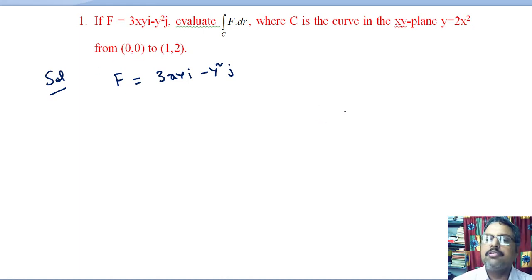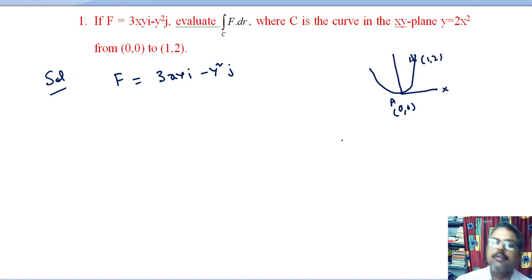This is a parabola, it looks like this. From the point (0,0) to some point (1,2), this is the first point and this is the final point. Then find the integral of f dot dr along this curve only, this part only, from A to B. Then how to find the value? I will explain one by one.